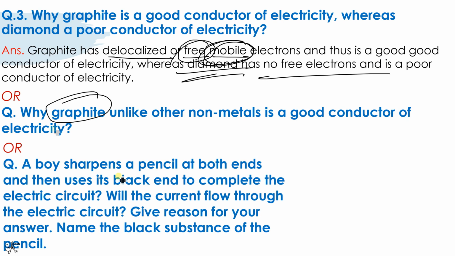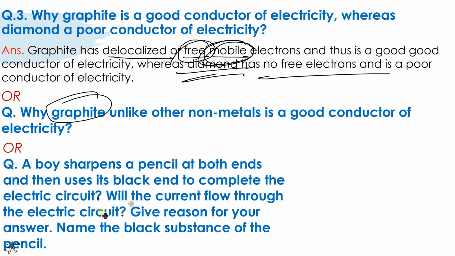Another way of asking this question can be, a boy sharpens a pencil at both ends. Do not get scared by looking at the length of the question. Just read carefully, read it twice, and you'll be able to get the answer. A boy sharpens a pencil at both ends and then uses its black end to complete the electric circuit. That part is over. The question mark should not be there, it should have been a full stop. Will the current flow through the electric circuit? Give reason for your answer. Name the black substance of the pencil.